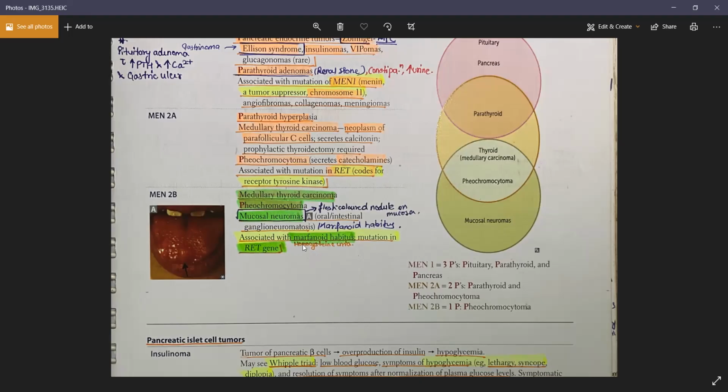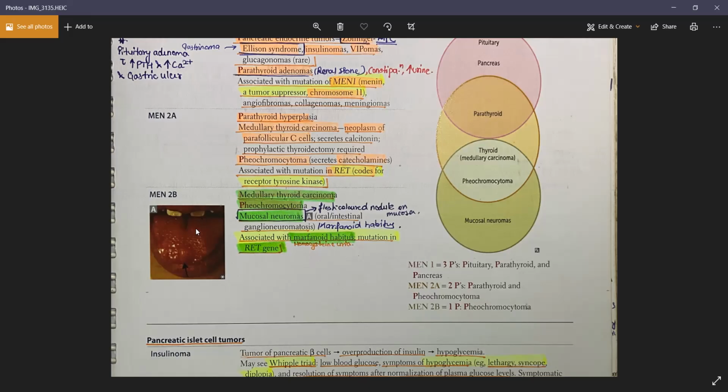Plus, you will also have the Marfanoid body habitus, which is the same as that of Marfan syndrome. The habitus of the body is similar to Marfan's: a long, tall individual with very long hands, long feet, flat feet, and tapering fingers, arachnodactyly, long fingers with tapering ends. The presentation will be similar to Marfan syndrome.